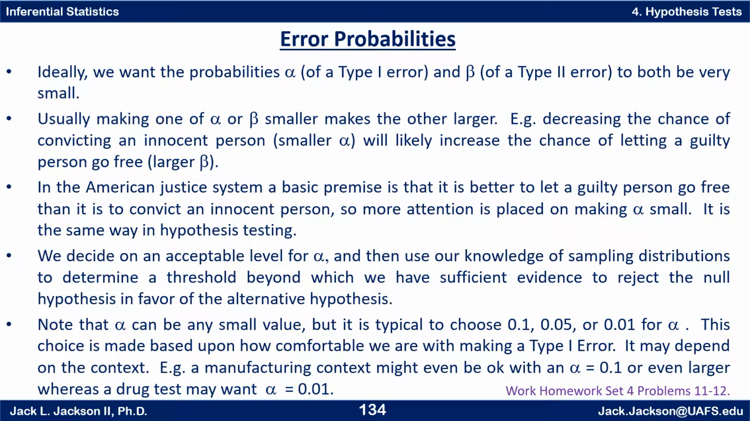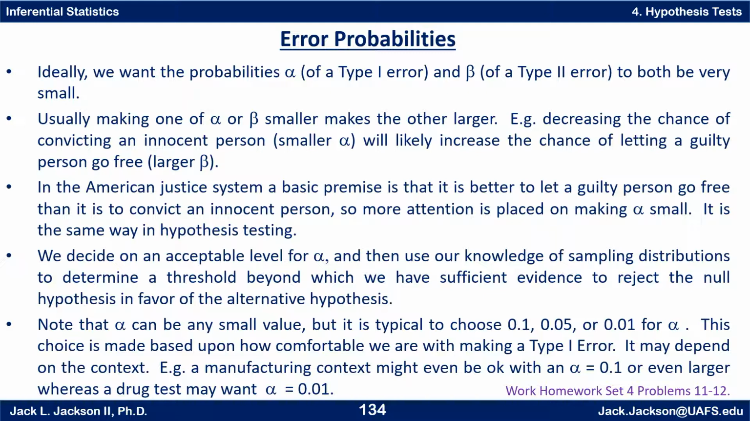What we end up doing is we decide on an acceptable level of alpha and then use our knowledge of sampling distributions and our knowledge of the distribution that's there to determine a threshold beyond which we have sufficient evidence to reject the null hypothesis in favor of the alternative hypothesis based on that value of alpha. So note that alpha can be any small value, but it's very typical to choose 0.1, 0.05, or 0.01, in other words, 10%, 5%, or 1% for alpha. These are sort of the usual suspects.